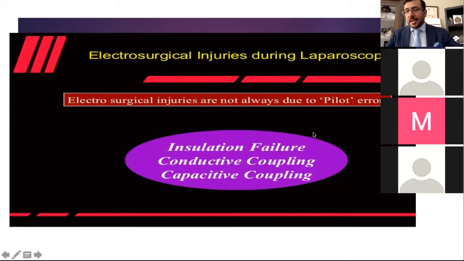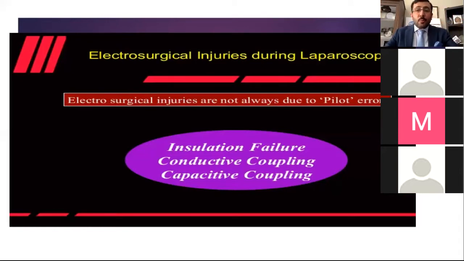So electrosurgical injuries during laparoscopy. We have three types mostly. One, insulation failure, you know, insulation. So that grasper or any instrument that you are using has an insulation cover. If there is any damage, you don't know, so be careful, always check your instruments. Because when you reuse these instruments, there is chance of damage of this insulation layer, and you can traumatize intestine, bowel, other parts of the intra-abdominal cavity, because you cannot see, you are just working at a specific point. So be careful, this point is very important.